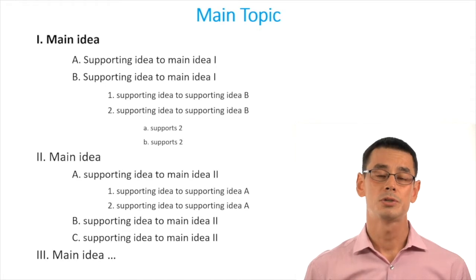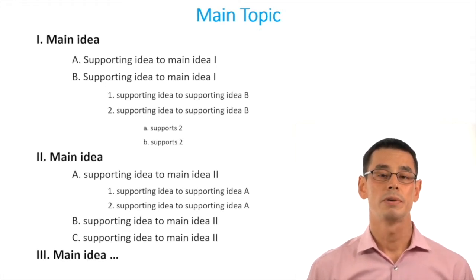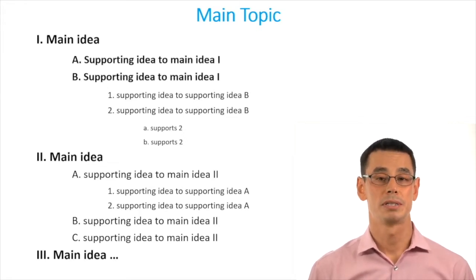Now, under each Roman numeral, we have to have other supporting ideas. So usually we have an A and a B. A and B support I in this case, and I again supports your main topic. As you get more specific, you want to indent further and further in.